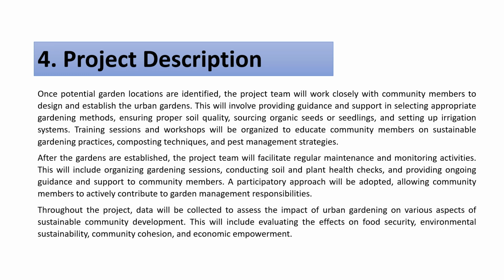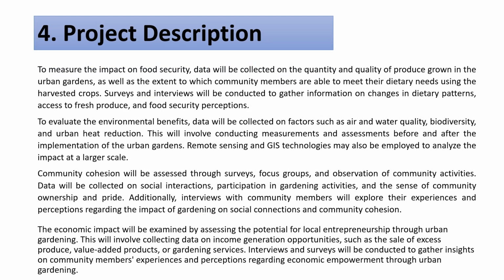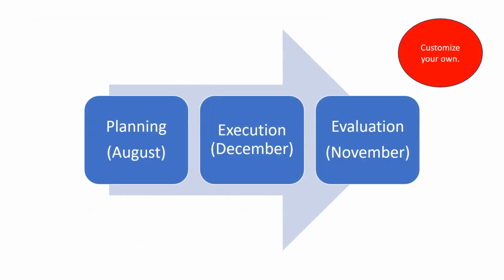Here, as you can see, it talks about the locations already, who will facilitate the project, how the data will be collected, and so on, and how it will be evaluated for impact on food security, to evaluate the environmental benefits. As you can see, it's very detailed as well, but it's very short only because the project proposal should be short, at most five pages.